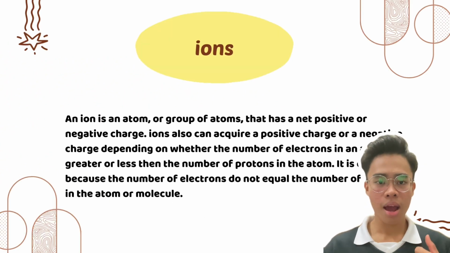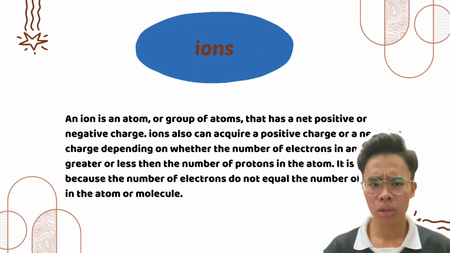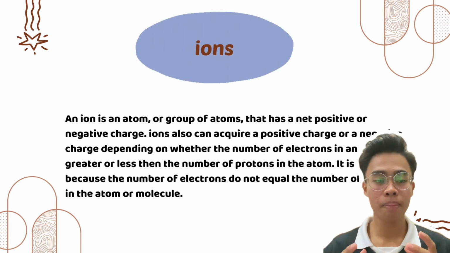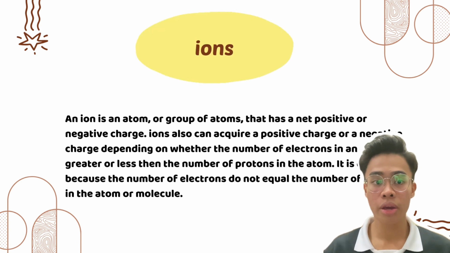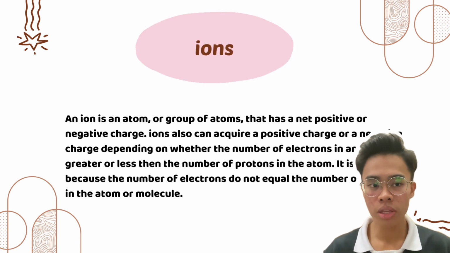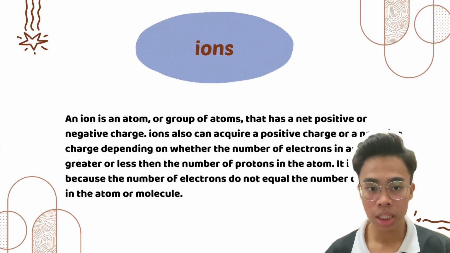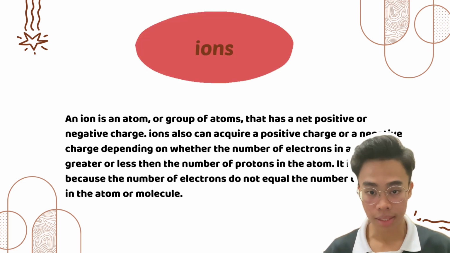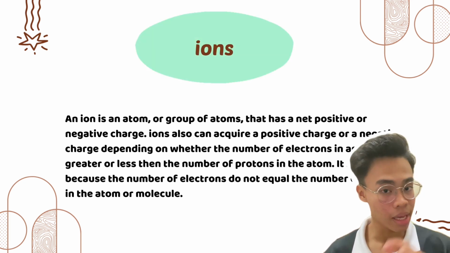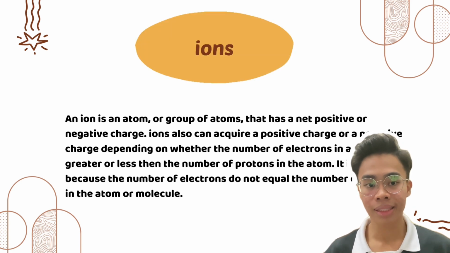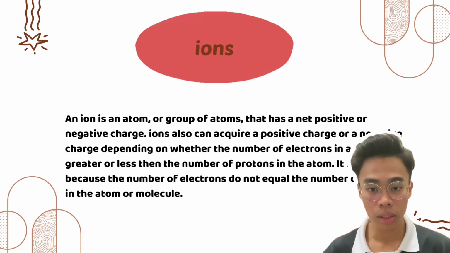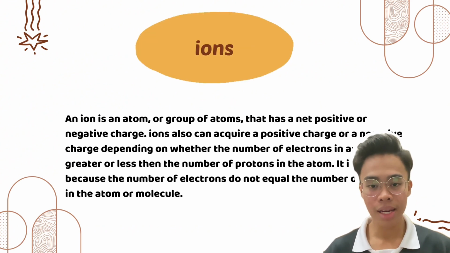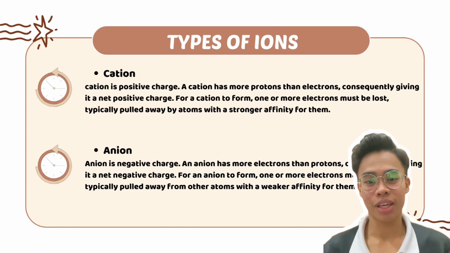What is ion? Ion is an atom or group of atoms that has a net positive or negative charge. Ion can acquire a positive charge or a negative charge depending on whether the number of electrons in an atom is greater or less than the number of protons in the atom. It is charged because the number of electrons does not equal the number of protons in the atom or molecule. That is ion.